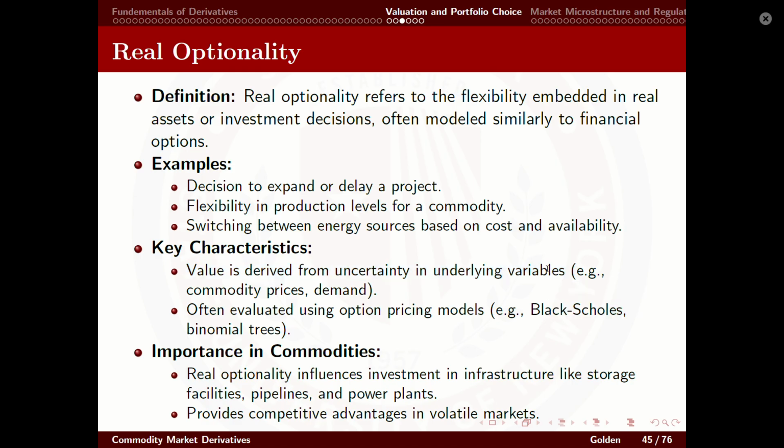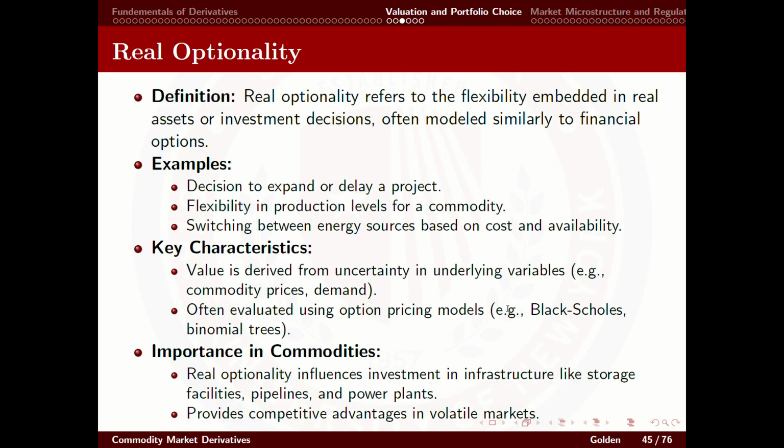So value is derived from the uncertainty in the underlying variables. If you have all this uncertainty in prices and demand, you like to have a way to mitigate that uncertainty. You would like to use futures to prevent price movement against you, but you'd also like to have the option to mitigate extenuating circumstances and possible risk. We talked about Black-Scholes and binomial trees, CAPM, last time. So this is often how you'd evaluate how worthwhile real optionality is, either in the financial or physical space. And given the importance of commodities, real optionality influences how you invest in different infrastructure projects.